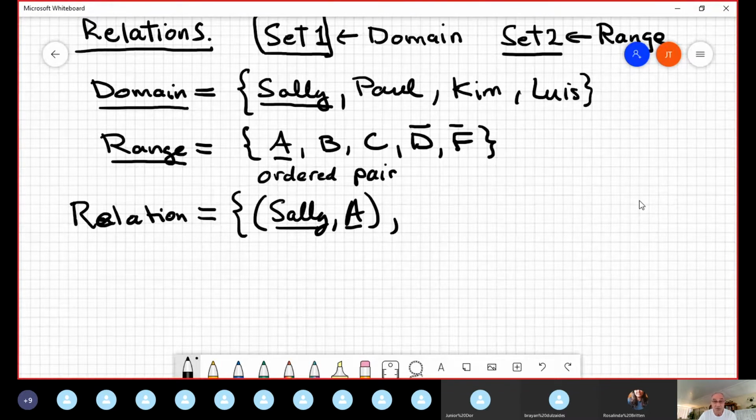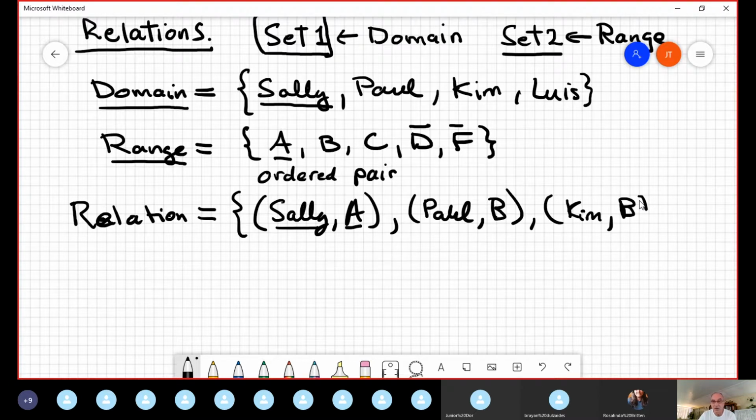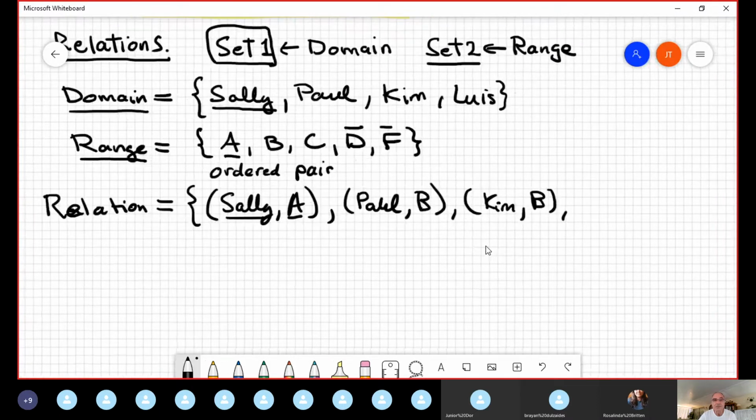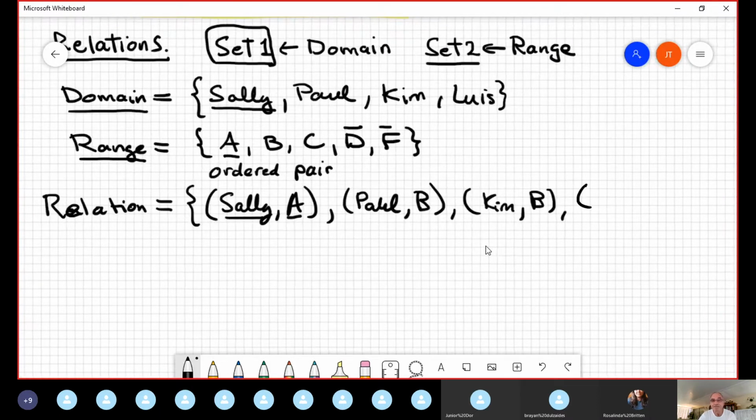It's more complicated, no? Because it's association. It's a symbolic way to indicate the association. For example, Paul is the second guy. She got B. Okay. King. She got B again. And Luis, A. Okay. And this new set formed by 1, 2, 3, and 4 ordered pairs is a relation.